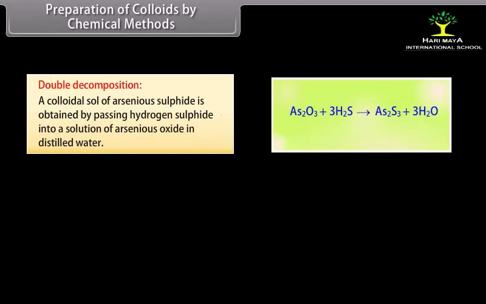Preparation of colloids by chemical methods. Colloidal solutions can be prepared by chemical reactions involving double decomposition, oxidation, reduction, and hydrolysis. Double decomposition. A colloidal sol of arsenious sulfide is obtained by passing hydrogen sulfide into a solution of arsenious oxide in distilled water.